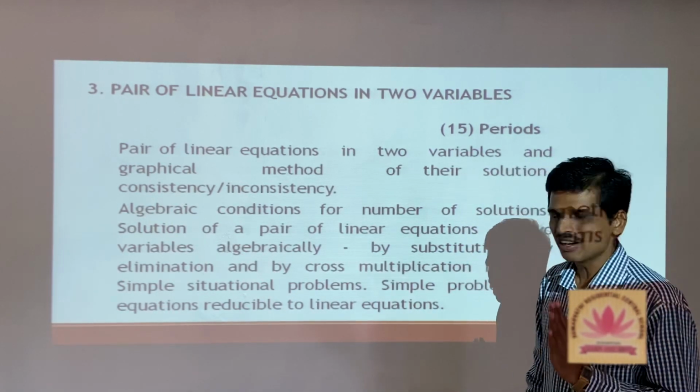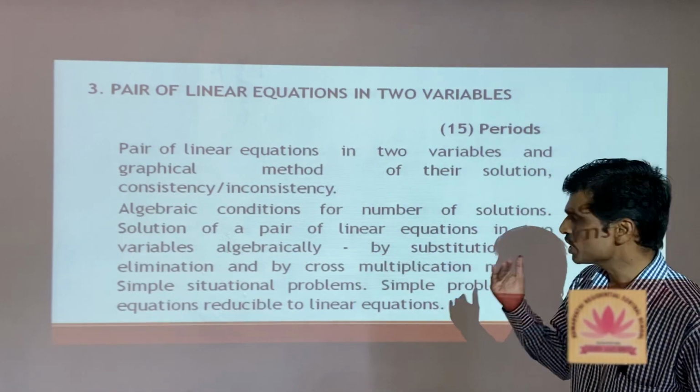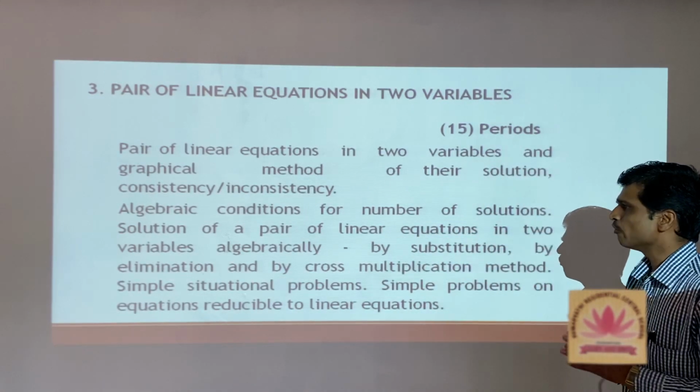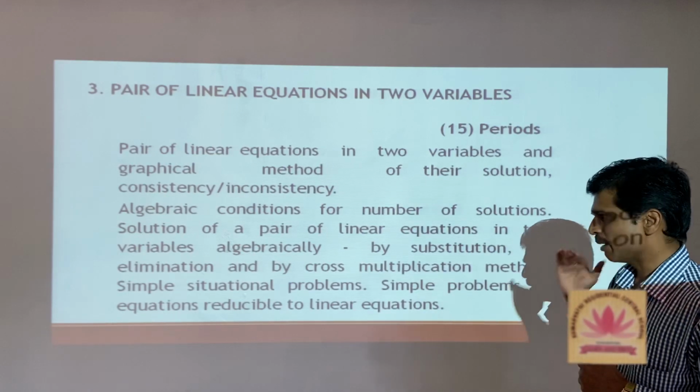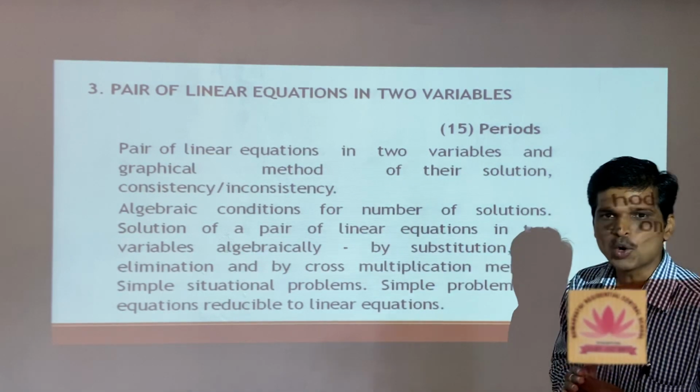For example, square root 2, pi, and square root 3, all these numbers come under irrational numbers. Among the rational numbers, all integers are included. After terminating and non-terminating recurring decimals, it should be explained in the class.